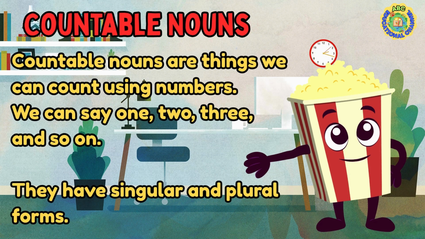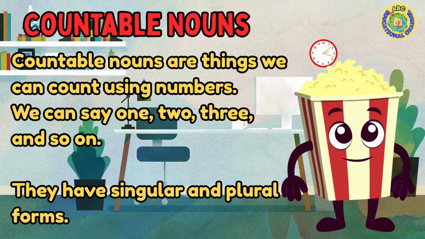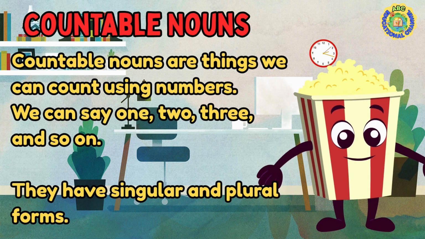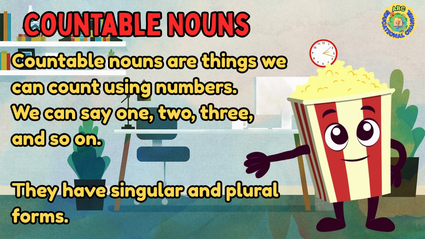Countable nouns are things we can count using numbers. We can say 1, 2, 3, and so on. They have singular and plural forms.